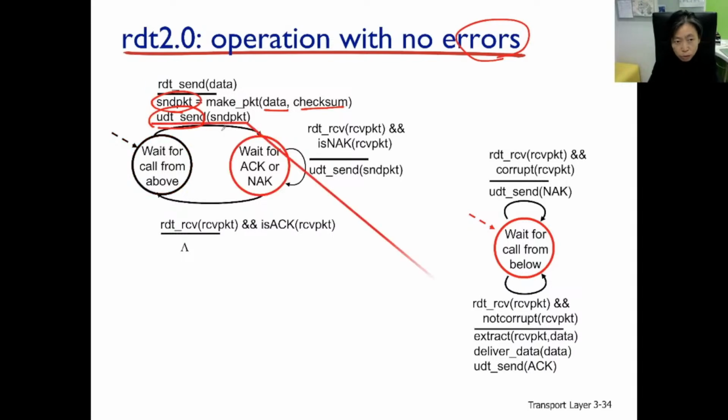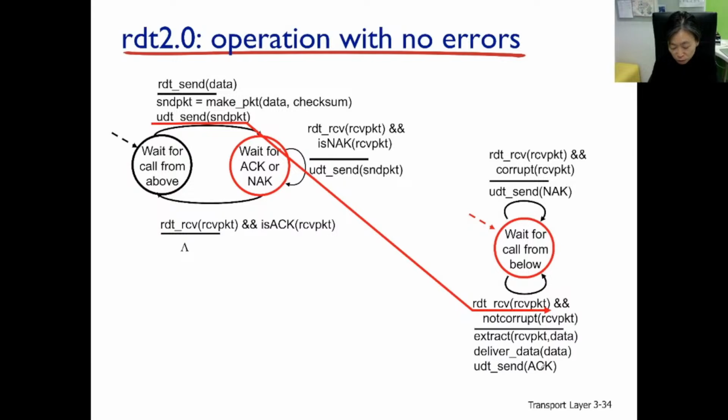So that packet is going to arrive at the receiver end. The receiver side of RDT 2.0 will be called. But there's no error. So this is the no error case, so it's going to pass this condition, receiving a packet from below and it's not corrupted, therefore triggering these actions. Data is extracted out of the received packet, delivered to the receiving process, and a positive acknowledgement is sent back.